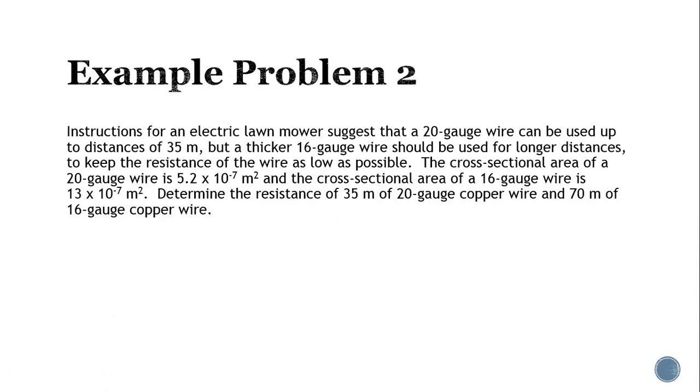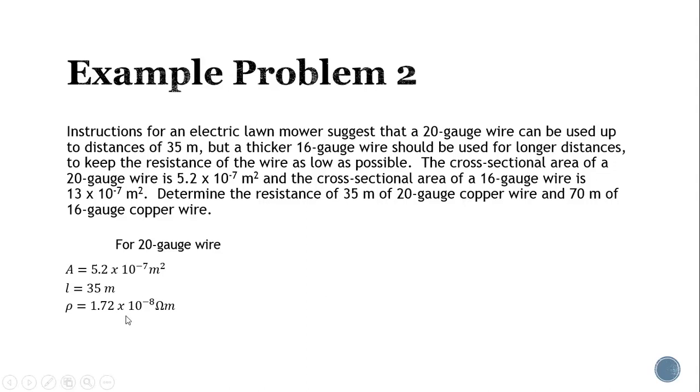Example problem 2, we have instructions for an electric lawnmower that suggest that a 20 gauge wire can be used up to a distance of 35 meters, but a thicker 16 gauge wire should be used for longer distances to keep the wire's resistance as low as possible. It gives us the cross-sectional area of a 20 gauge and 16 gauge wire, and it wants us to determine the resistance of a 20 gauge copper wire that's 35 meters and a 16 gauge copper wire.